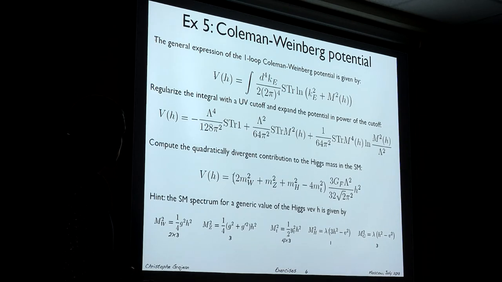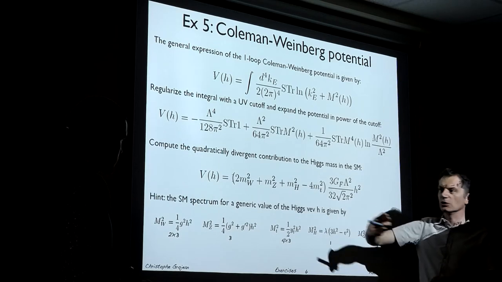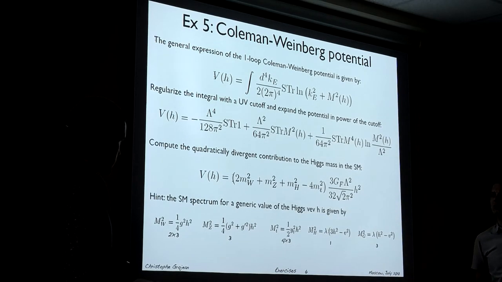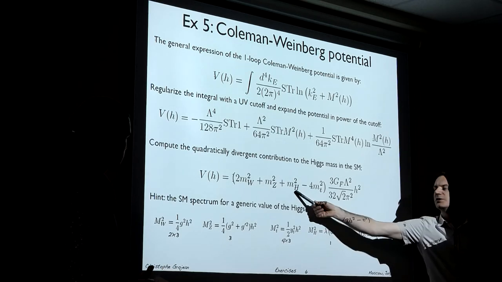So maybe you should first start with a table of all the quantum numbers of the particles. I don't actually remember them. I don't remember them either, but you need to derive them. Okay. There are two anomaly diagrams.